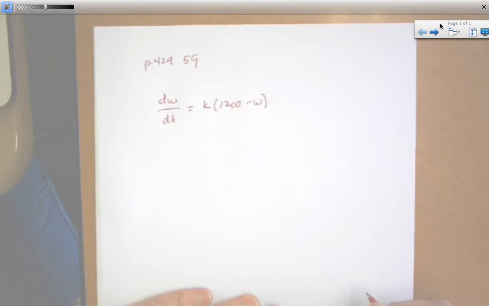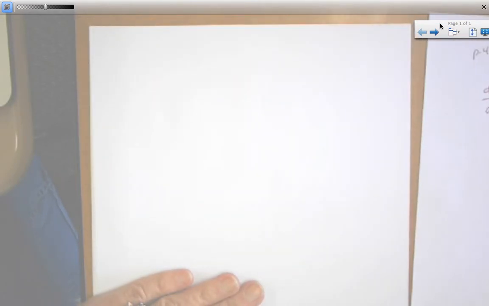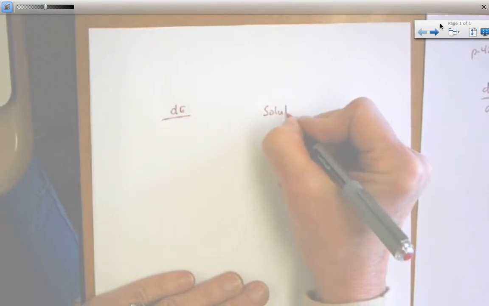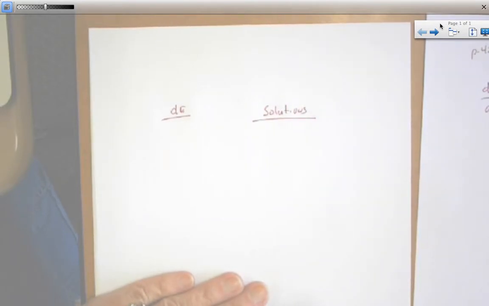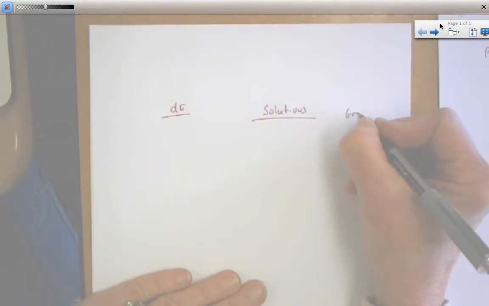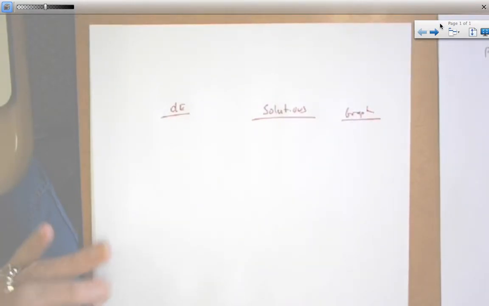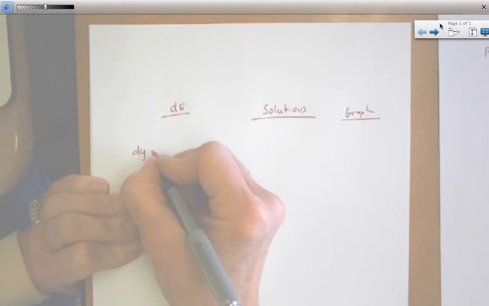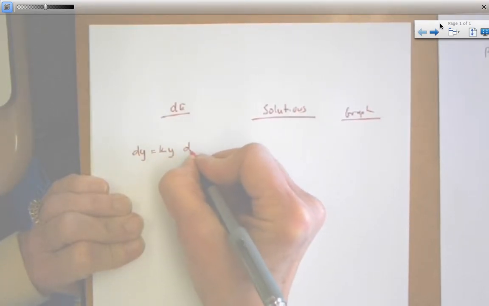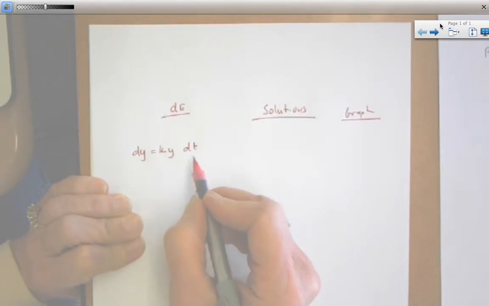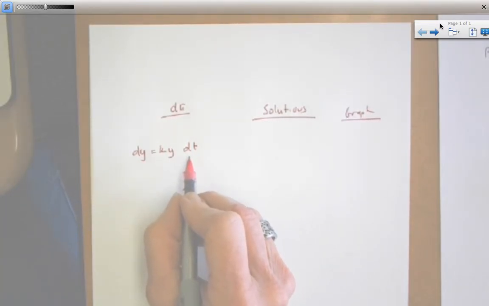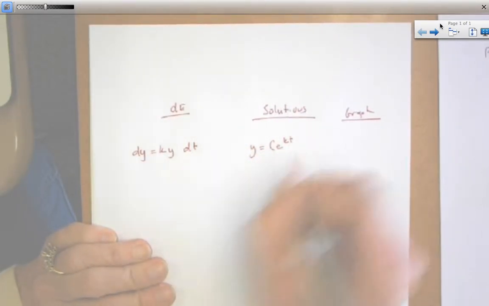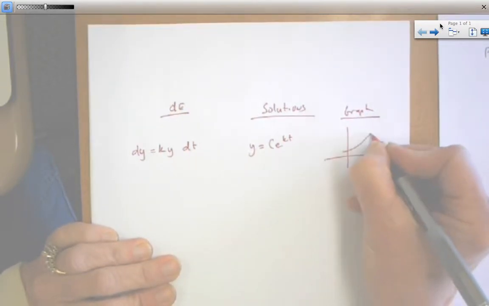All right, so let's just take a minute. I'm going to come back to this problem. I'm going to talk about our differential equations and our solutions. It'd be good if you make a sheet to have all these together. If your differential equation is in the form dy over dt equals ky, I think on my other notes I left off that rate of change variable, the solution will be y equals c e to the kt, and the graph looks like this.